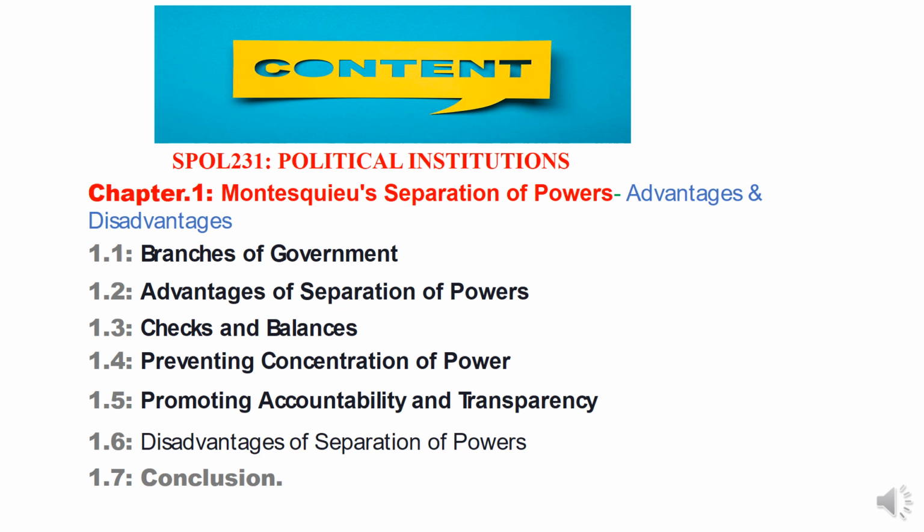Content. This unit, that is separation of powers. The contents of the chapter are branches of government, advantages of separation of powers, checks and balances, preventing concentration of power, promoting accountability and transparency, disadvantages of separation of powers, and finally conclusion. Now let's go into the lesson and look at Montesquieu's separation of powers, advantages and disadvantages.